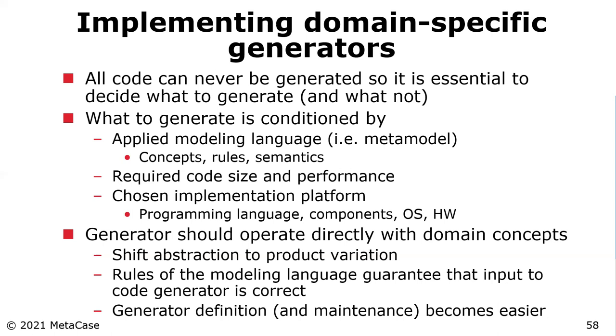And what to generate is then conditioned by the metamodel. So we can obviously only generate what we have as a basis in the model. And if something is missing, if we can't generate something we want, then we need to consider whether we should extend the metamodel, or maybe it's something that we don't want to model at all, and we put it into the existing commonality part.